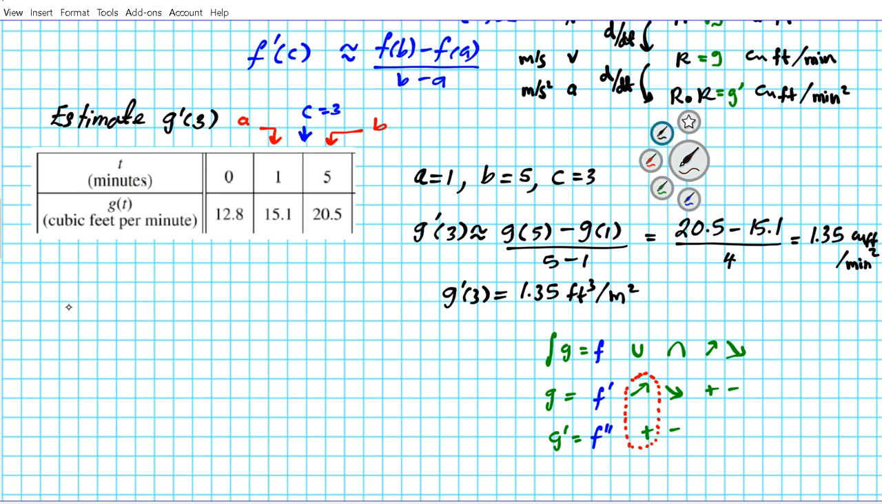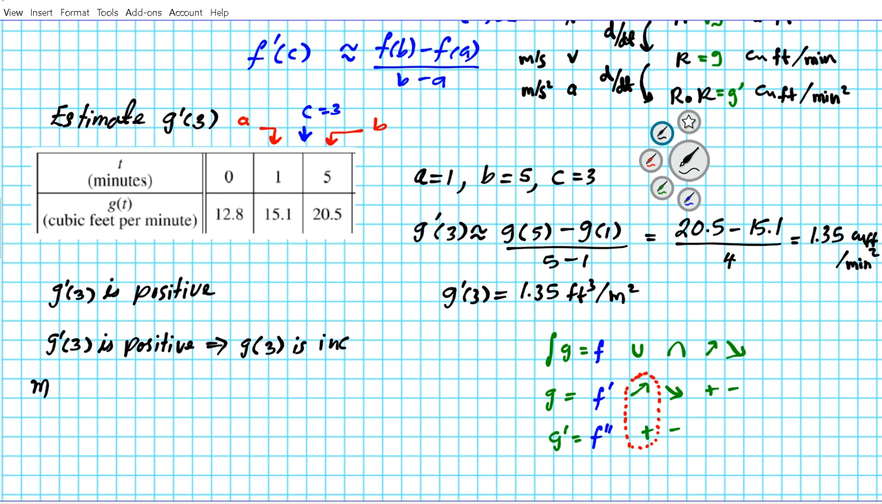So let's start by saying G prime of t is positive because we have 1.35. And then if G prime of t is positive, what does that mean? It tells us that the antiderivative G is increasing. Okay. All right, so let's go ahead and write down what this means. I just replaced the t with a 3.